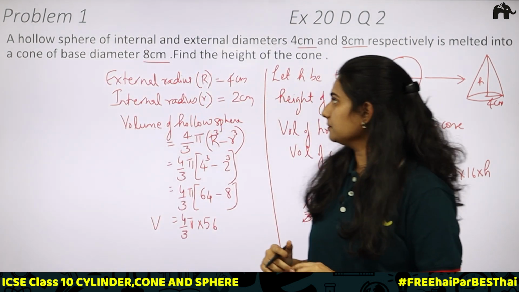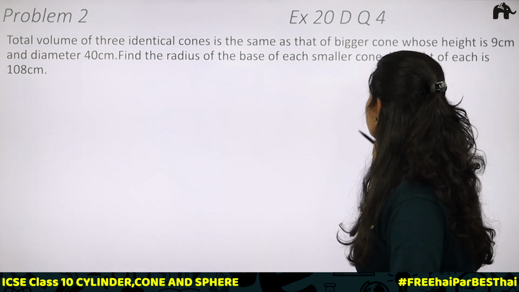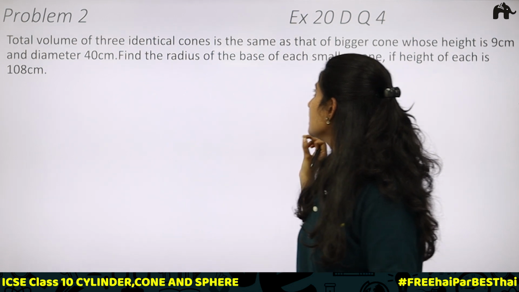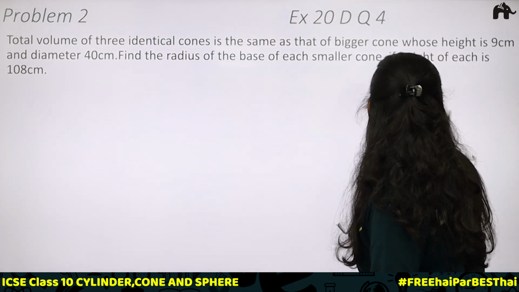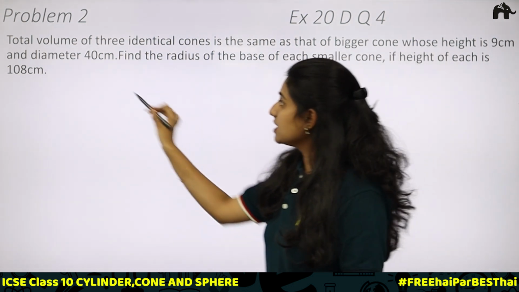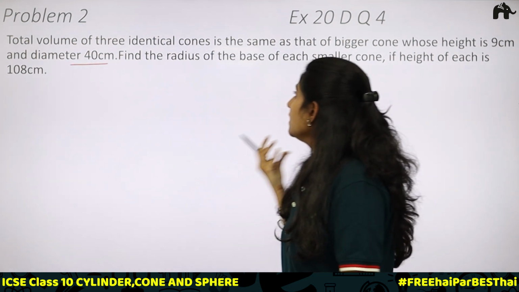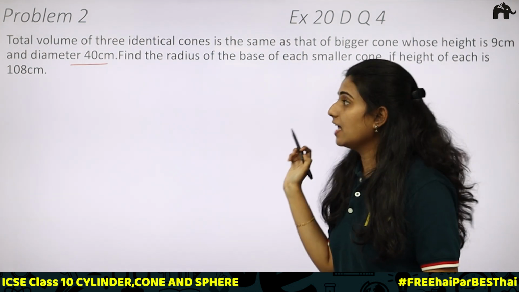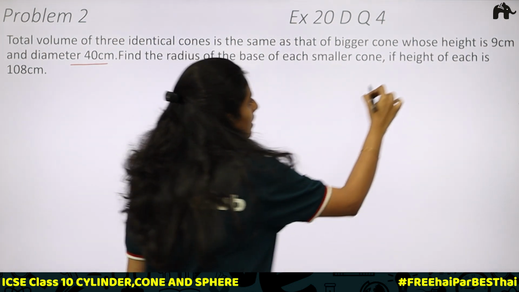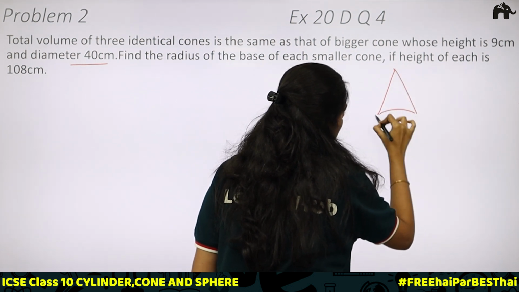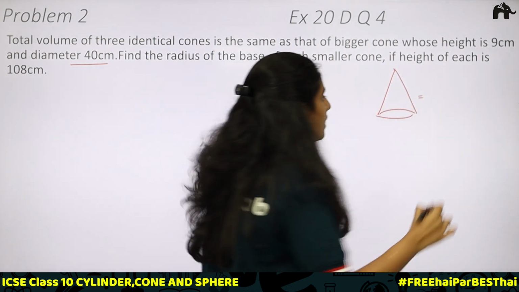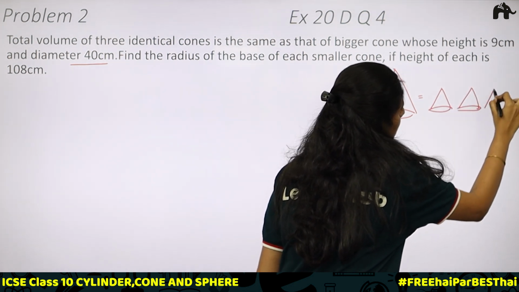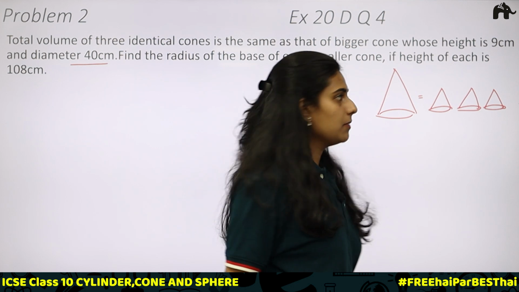Okay, problem number 2, question 4 of exercise 20D. Total volume of 3 identical cones is the same as that of a bigger cone whose height is 9 cm and diameter 40 cm. Find the radius of the base of each smaller cone if the height of each is 108 cm. Here, the volume of the bigger cone is equal to the volume of 3 smaller cones.